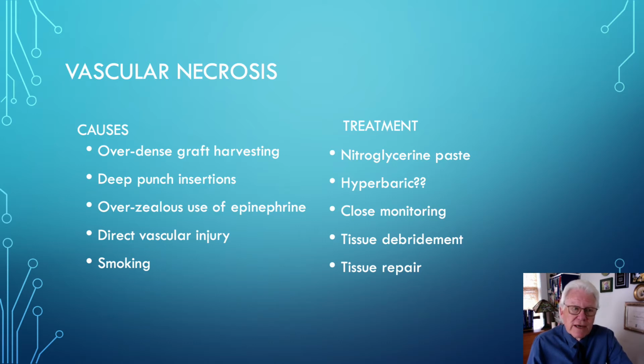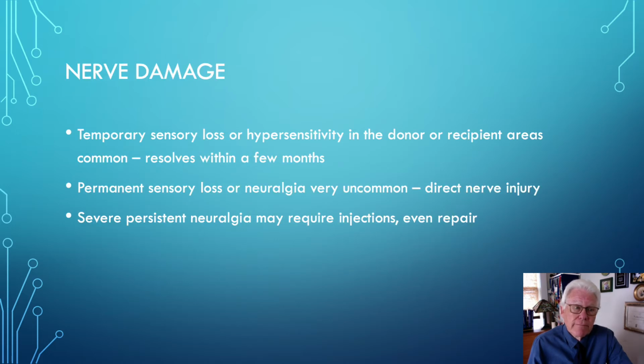How do we treat vascular necrosis? Nitroglycerin paste applied promptly can be helpful. Hyperbaric oxygen has been beneficial in managing cases. Cases have to be monitored very closely, and cleaning and debridement of the wound is also very important to manage healing. And ultimately, these scars will need tissue repair.